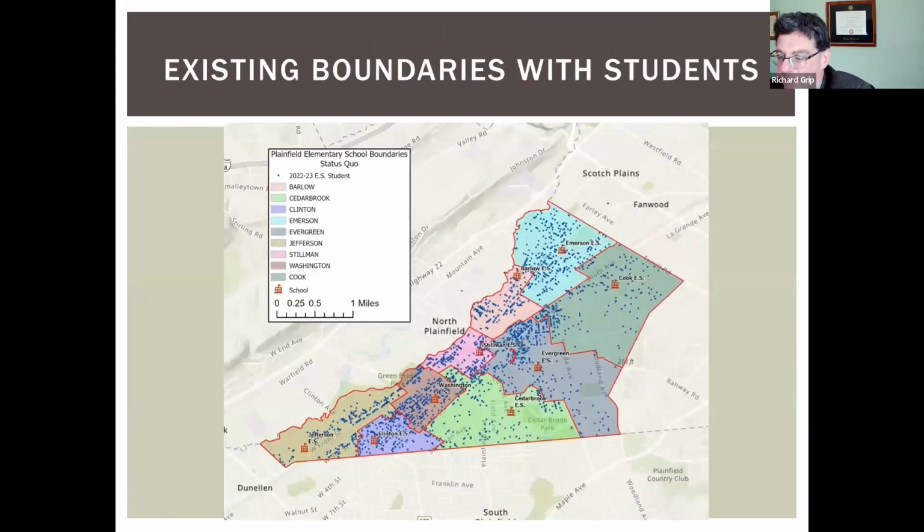Here's what your existing boundaries look like. We created a map showing all the elementary attendance areas existing right now in the 22-23 school year. And we geocoded all the students' addresses for elementary school onto this map. Any dot that you see here stands for an elementary school student only. There are no middle school or high school students on this map.